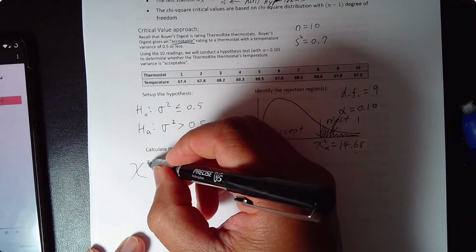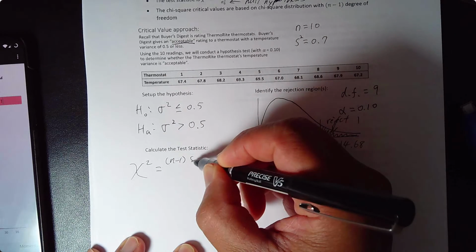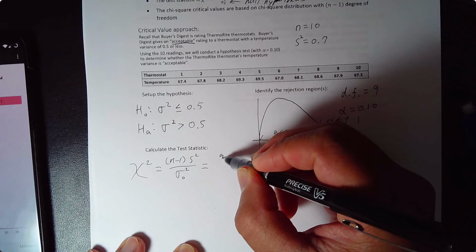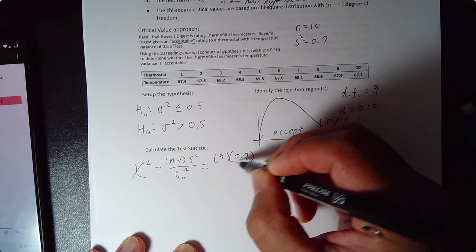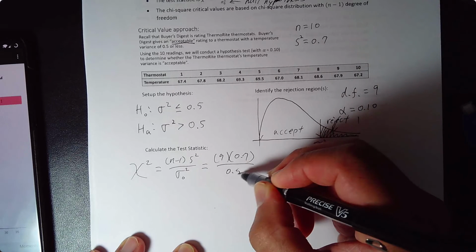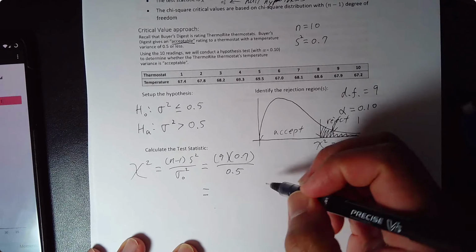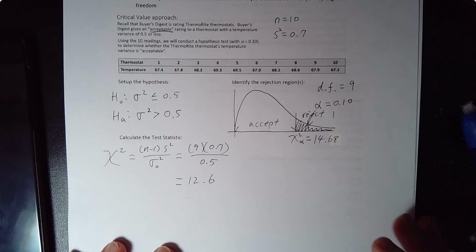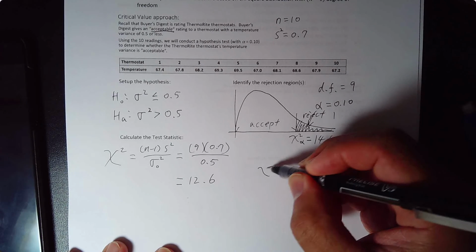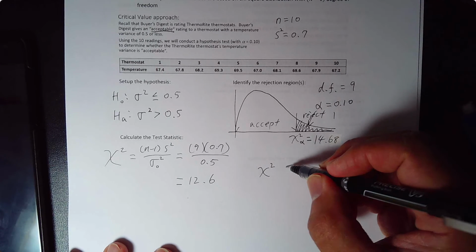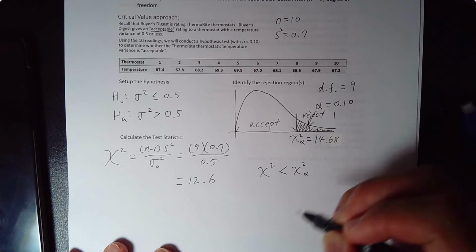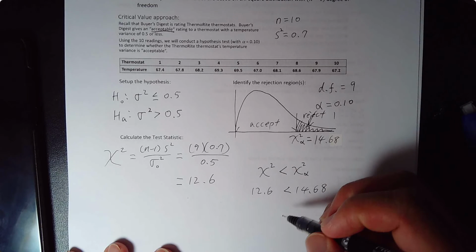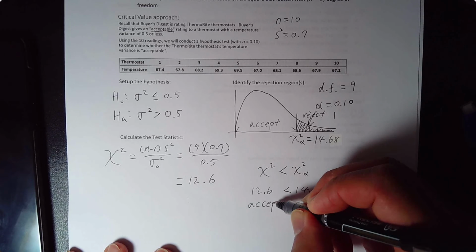It is n-1 times s squared over sigma square of the null. So in this case, it's going to be 9 times 0.7 all over 0.5. Put that in the calculator, and what you should get is 12.6. That's my test statistic. Here we go: our chi-square is less than our chi-square critical value. 12.6 is less than 14.68. Therefore, we accept the null hypothesis. We do not reject.